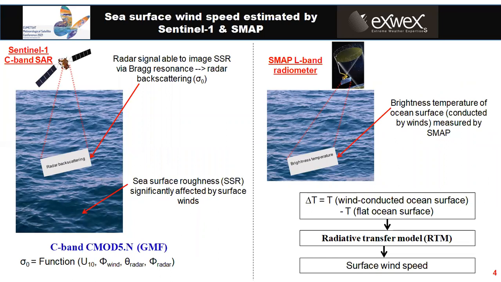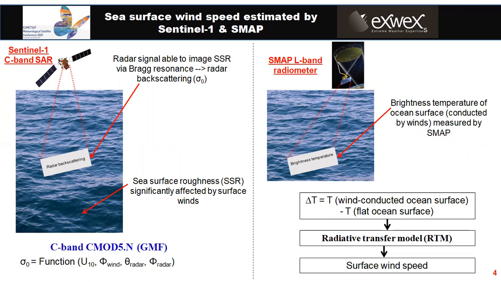So now let me talk about how to estimate surface wind from SAR and radiometer. On the left, you can see that via radar signal, we can receive backscattering, or normalized radar cross section, from sea surface roughness that is strongly impacted by surface wind. The relationship between surface wind and radar backscattering can be described through a geophysical model function. In C-band, it's called CMOD, and this paper uses CMOD5.N for surface wind estimation.